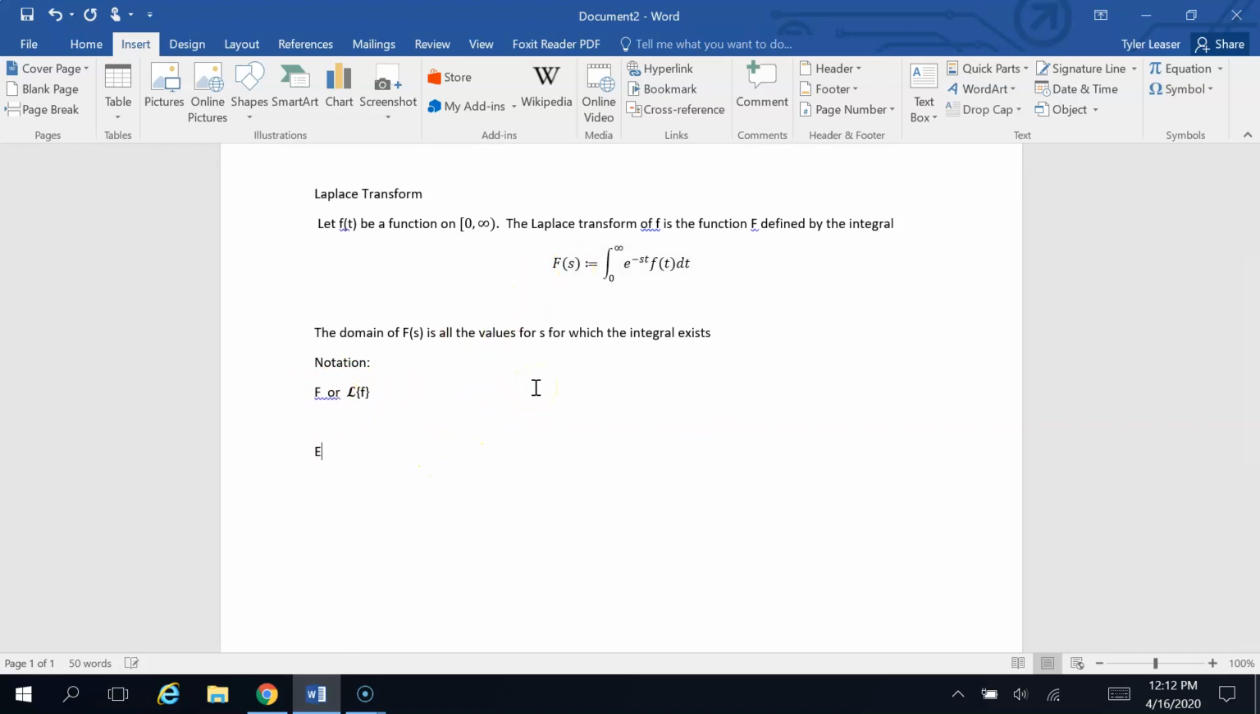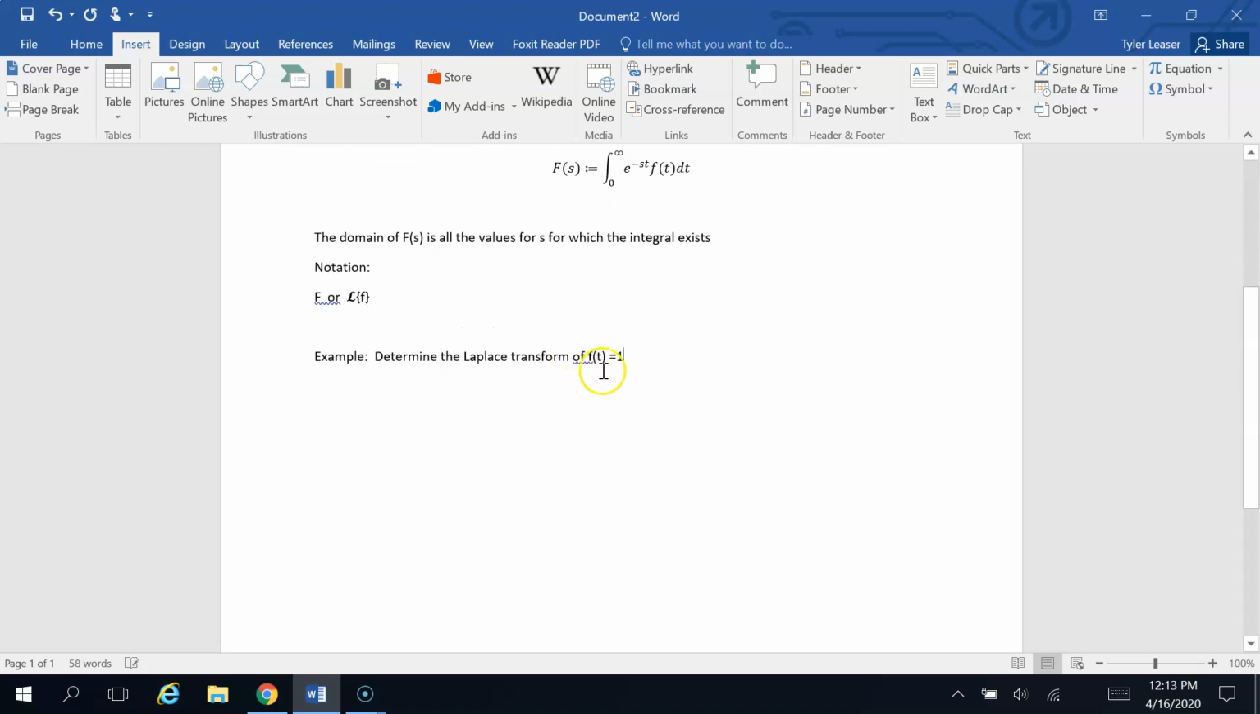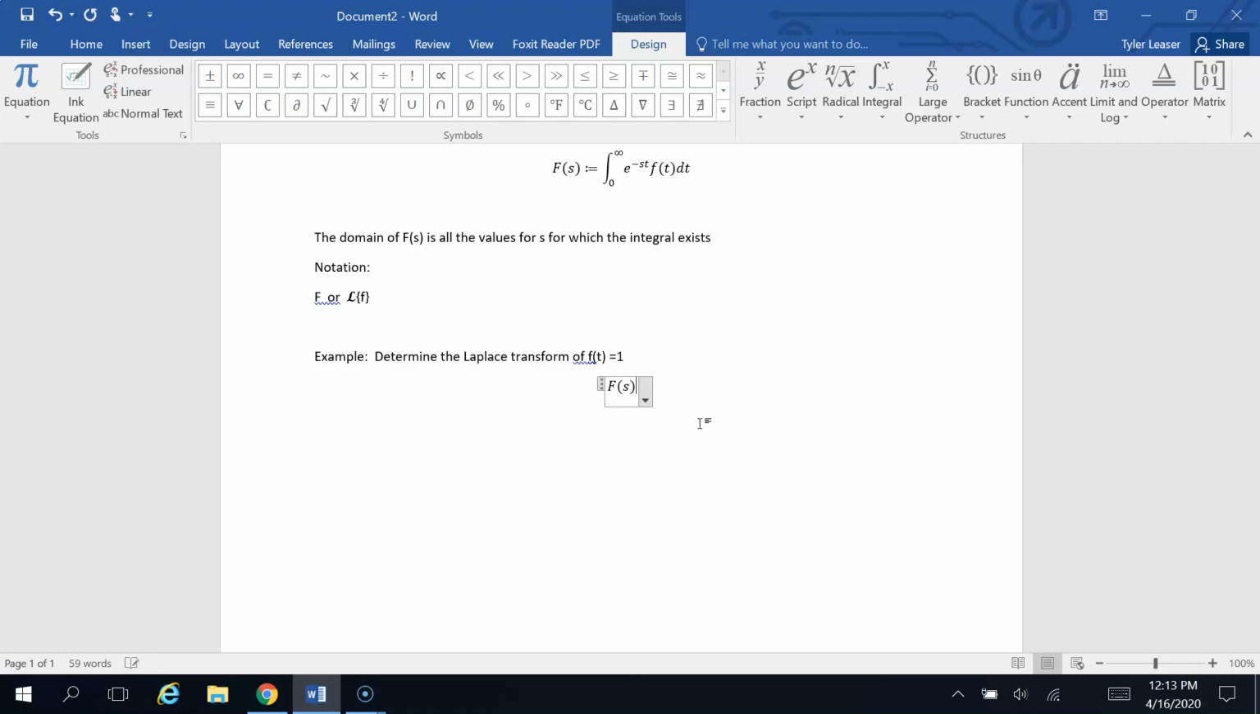Okay. So let's just do it, and we're going to jump into some examples. So first example here, determine the Laplace transform of, and we're going to start off very simple. We're just going to look at the Laplace transformation of a constant function f equal to 1. And to do that, that means that we're going to find F of s, where F of s is going to be the integral from 0 to infinity of that e to the negative st times 1 dt.